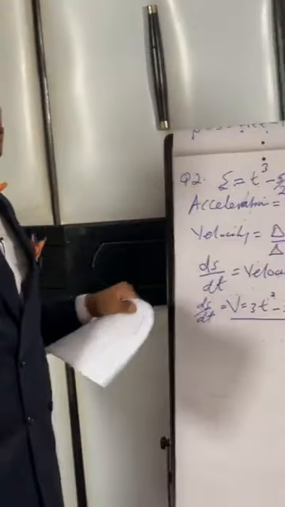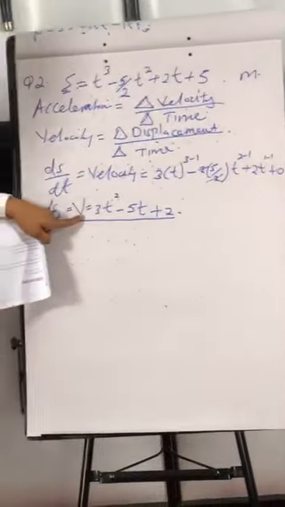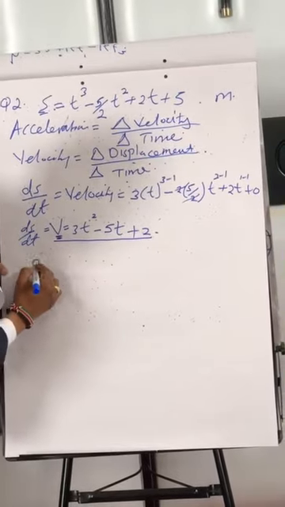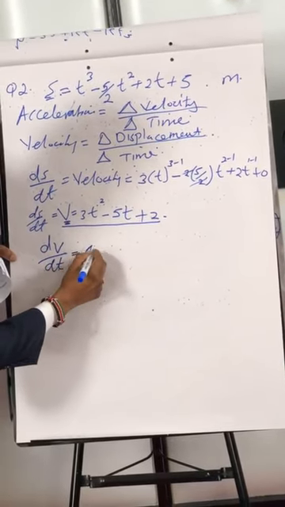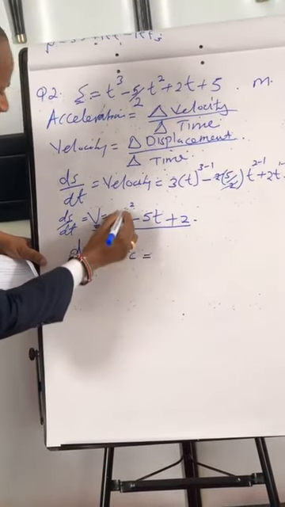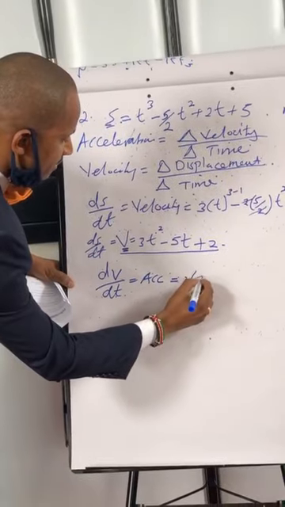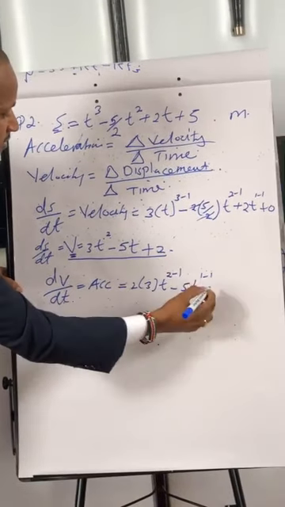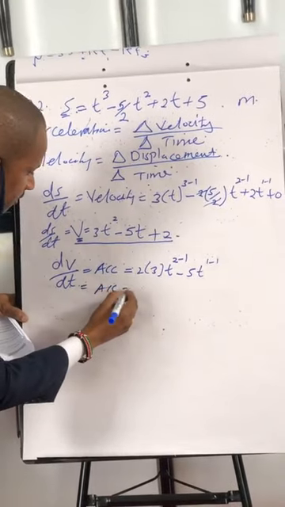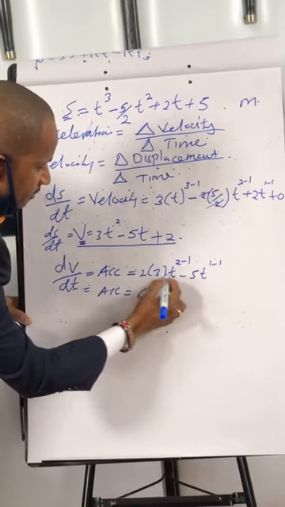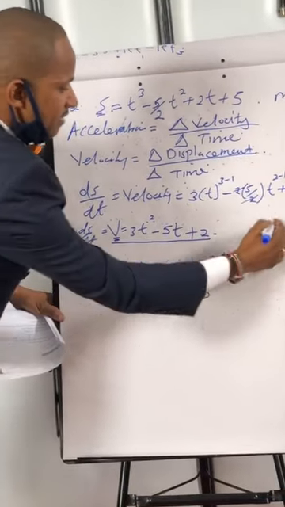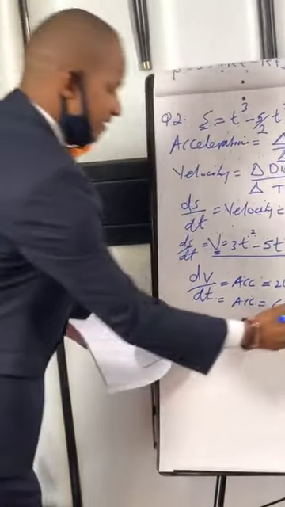We want to find the acceleration. And we said acceleration is change in velocity divided by change in time. Therefore, for us to get the acceleration, we are going to further differentiate the velocity, which will give us dv/dt. So this gives us the acceleration, equals, further differentiate this, you bring 2 down, multiply by 3, then t to the power 2 minus 1, minus 5 into t to the power 1 minus 1. This is 0. So our acceleration equals 6t minus 5, because t raised to power 0 is 1. So this is our acceleration.